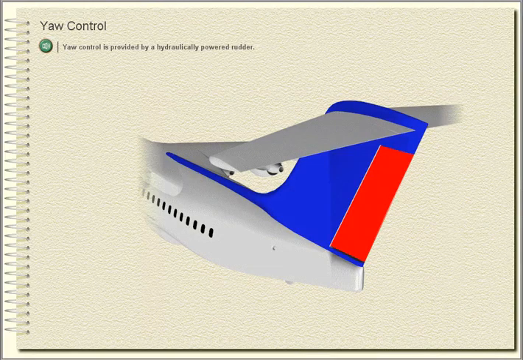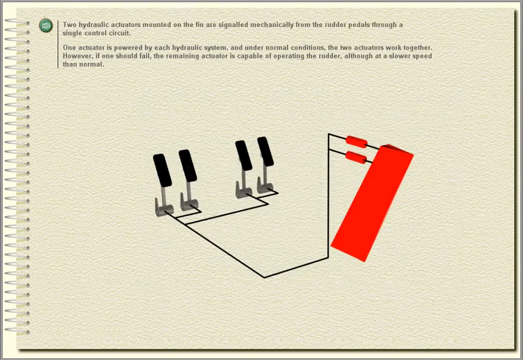Yaw control is provided by a hydraulically powered rudder. Two hydraulic actuators mounted on the fin are signalled mechanically from the rudder pedals through a single control circuit. One actuator is powered by each hydraulic system, and under normal conditions, the two actuators work together. However, if one should fail, the remaining actuator is capable of operating the rudder, although at a slower speed than normal.